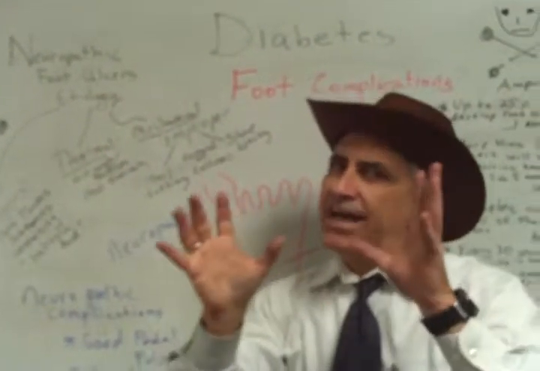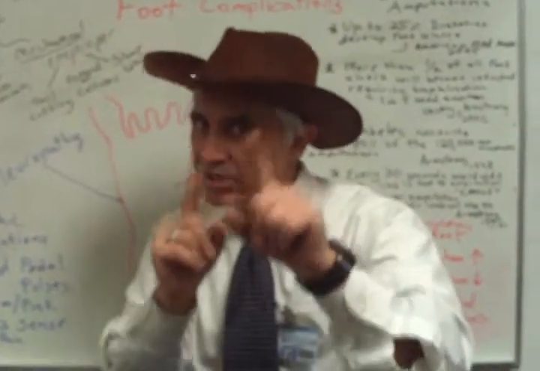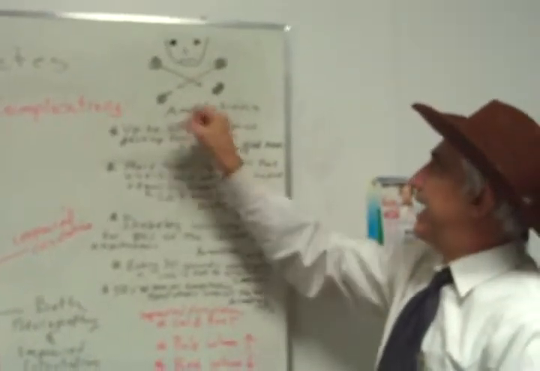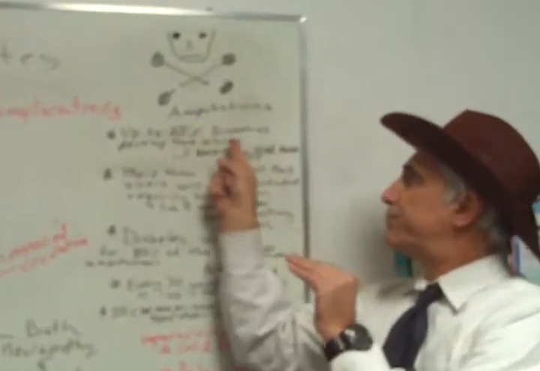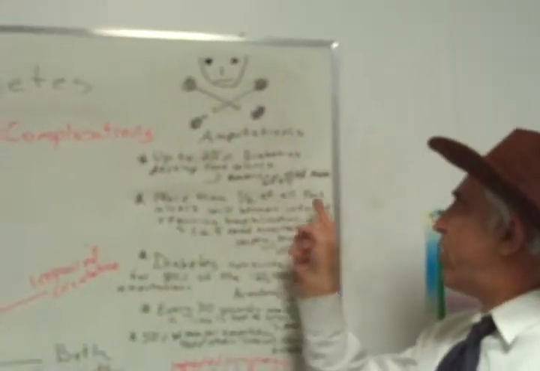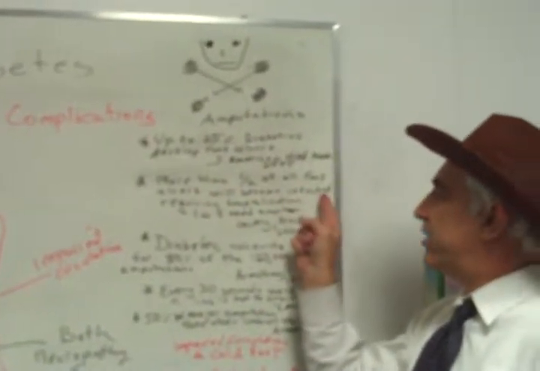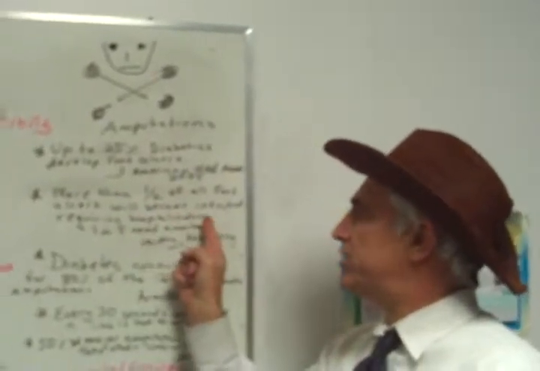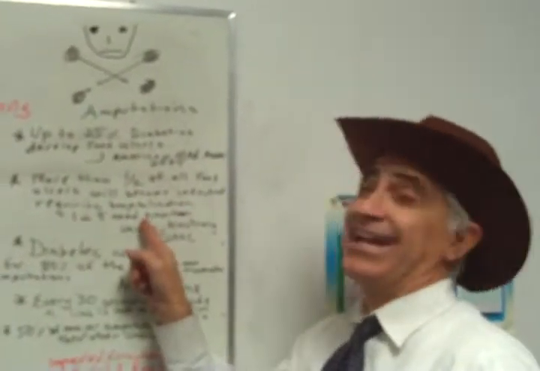Let's get to some facts that are not going to be very pleasant, but we need to know. Here we have our skull and crossbones. Amputations. Up to 25% of diabetics develop foot ulcers, according to the Journal of the American Medical Association, 2005. More than half of all foot ulcers will become infected, requiring hospitalization. One in five will need amputation.